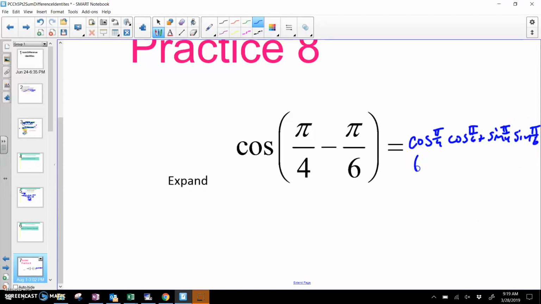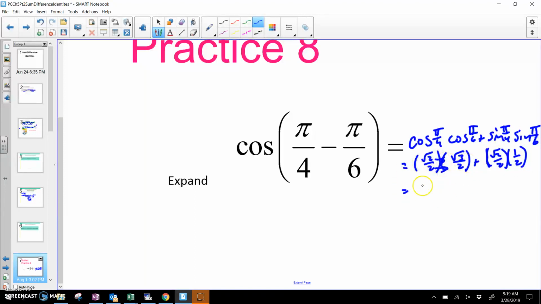And then I know that cosine of pi over 4 is root 2 over 2. Cosine of pi over 6 is root 3 over 2, plus sine of pi over 4 is root 2 over 2. Sine of pi over 6 is 1/2. So those are the same numbers, but it's a plus instead.